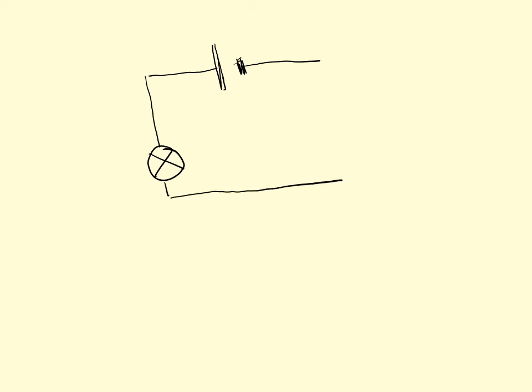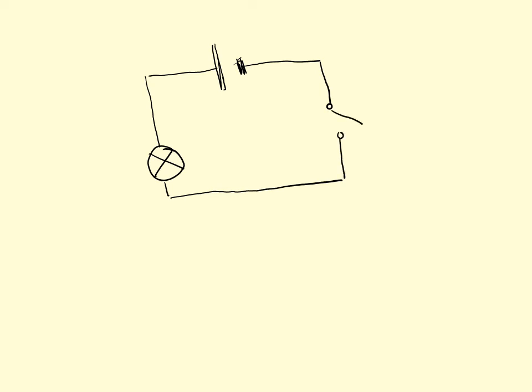Do you remember the symbol for the cell? So we've got a straight line and a thicker, shorter line, and we're connecting it to wires. And then what I'm going to draw is the bulb here, the lamp here, right along here, and I'm going to put in a switch.